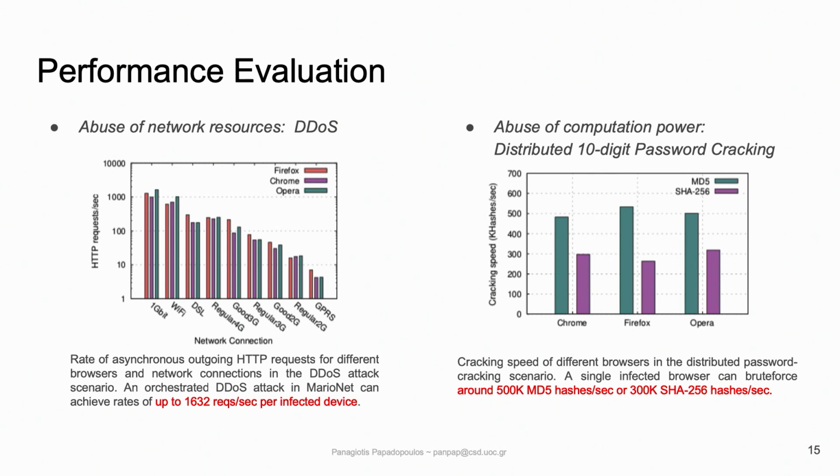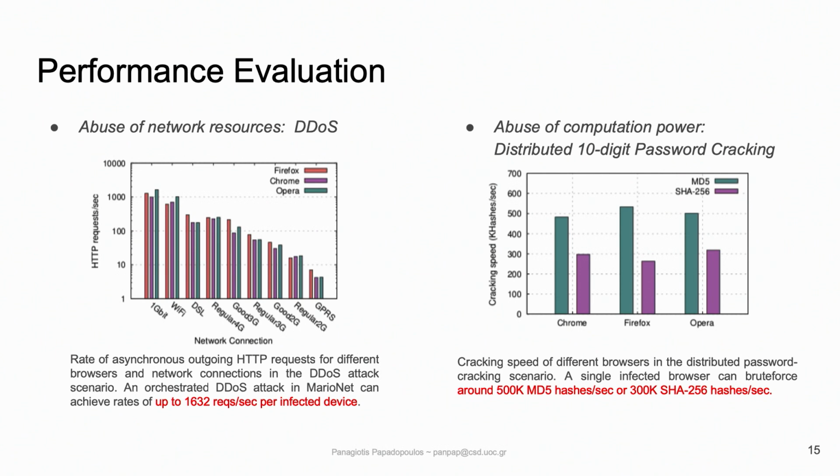In this case, we measured the achieved rate a single infected device can provide to the botnet. And we measured that a single infected browser can contribute to the botnet up to 1,600 requests per second.